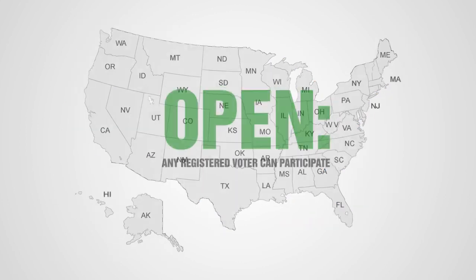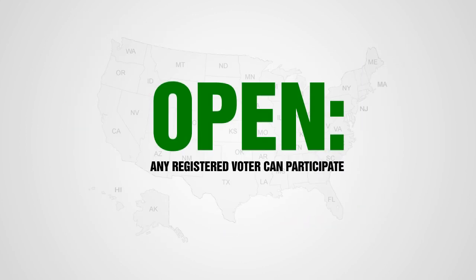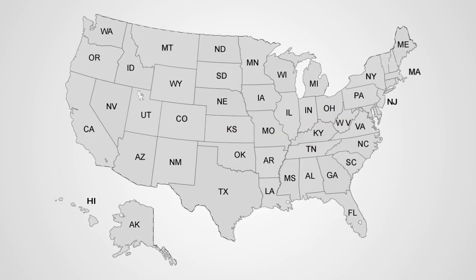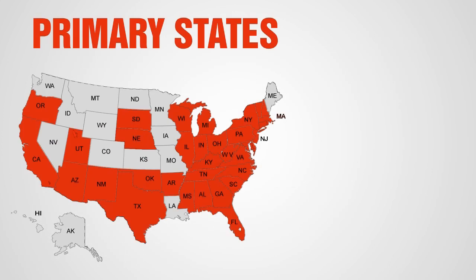Caucuses and primaries are either open, meaning that you do not have to be a registered Republican to vote for Ron Paul to be the Republican nominee for president, or closed, meaning that you do have to be a registered Republican. Let's look at the primary states first. If you live in one of these states, you're in a primary state.